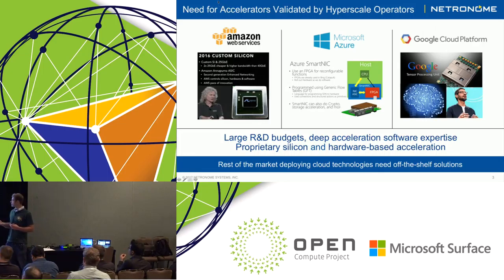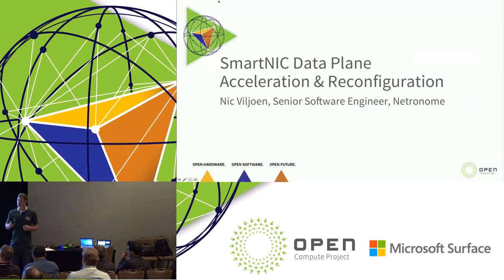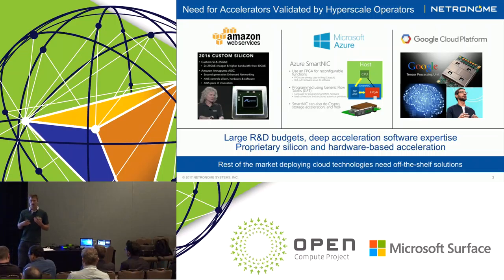We can get these NICs in. We can do these things. We can add all these features, but how do we keep reconfiguring them? How do we keep changing the model of use?